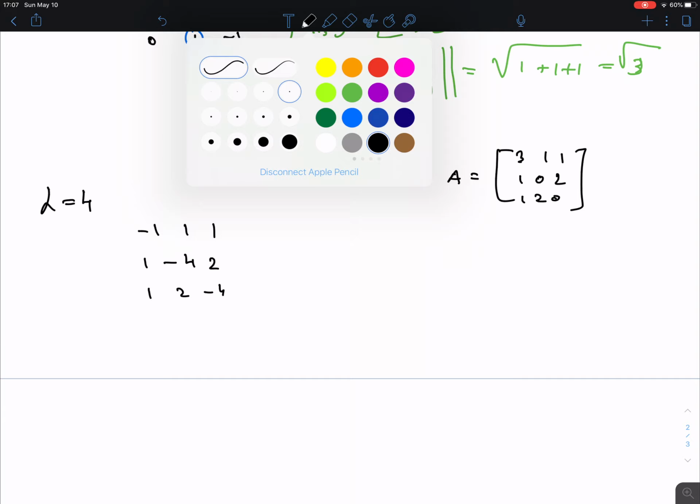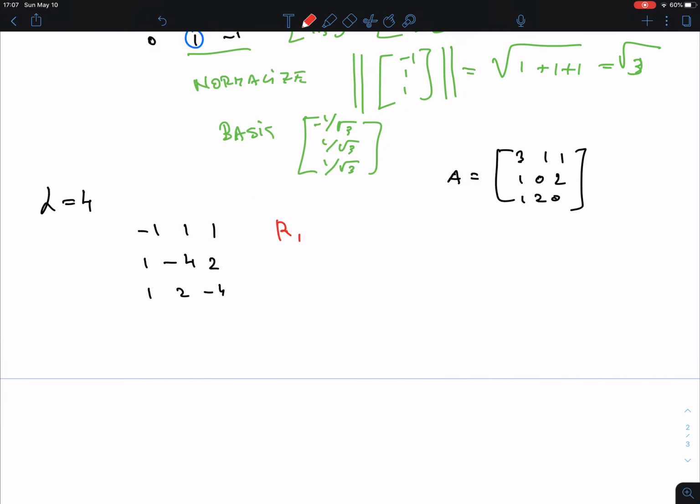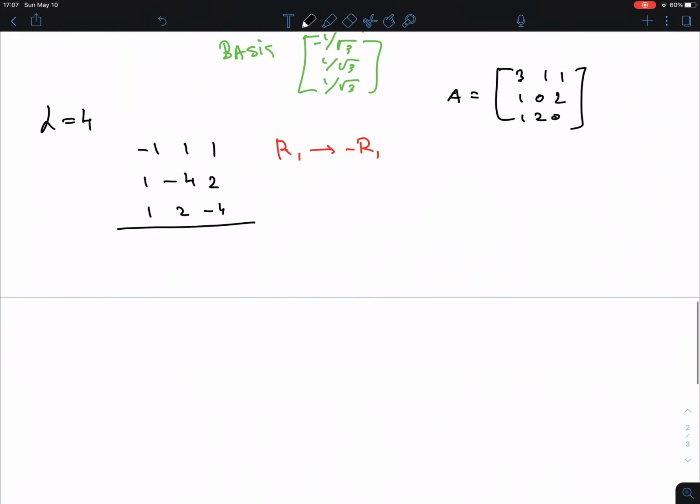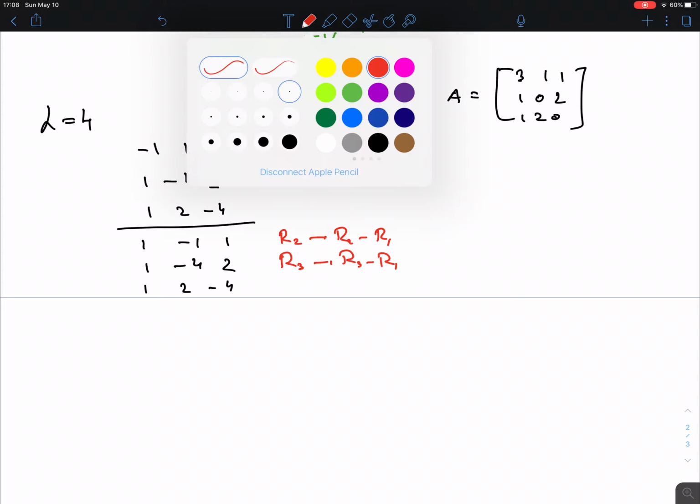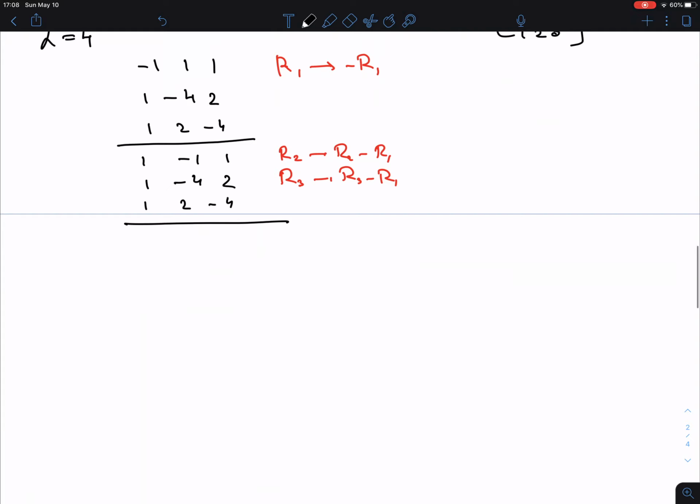Okay, I can switch rows, or perhaps a bit easier is to replace row 1, since it's negative. So I get 1, minus 1, 1, 1, minus 4, 2, 1, 2, negative 4. And now I can do row 2 minus row 1, row 3 minus row 1. I get 1, negative 1, 1. So here now we subtract. Minus 1, so that's a 0. Plus 1 minus 4 is negative 3. Minus 1.